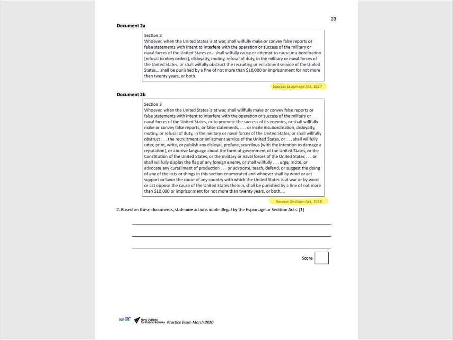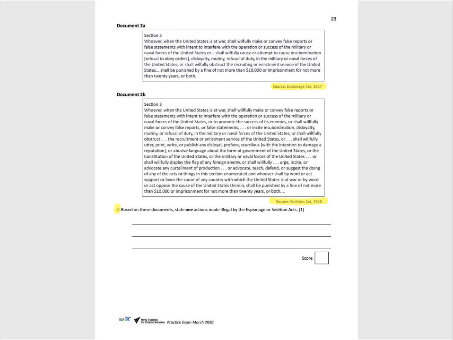So, espionage and sedition acts during World War I. We learned about this. Now, what is going to be asked of me, following the SQUID process properly this time? Based on these documents, state one action made illegal by the Espionage or Sedition Acts. So all we have to do is find one action made illegal by the Espionage or Sedition Acts.